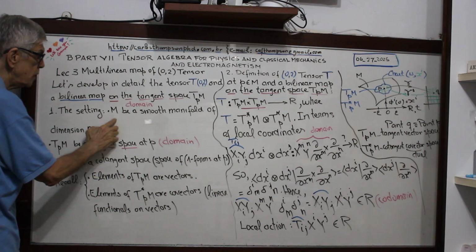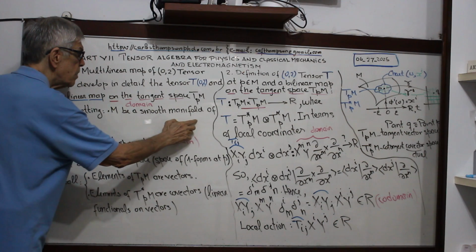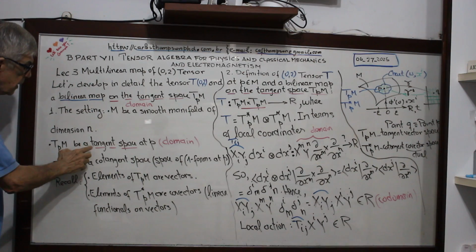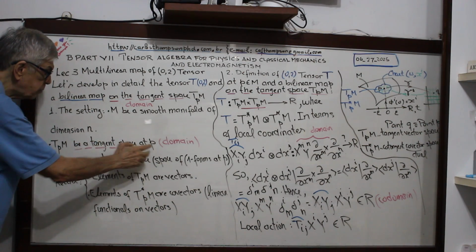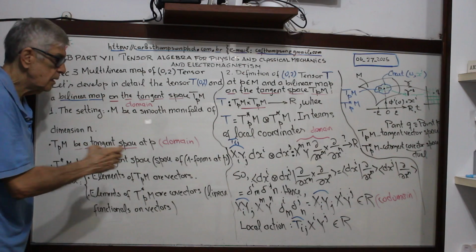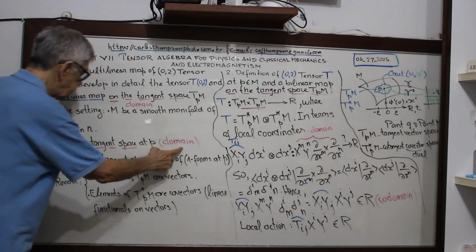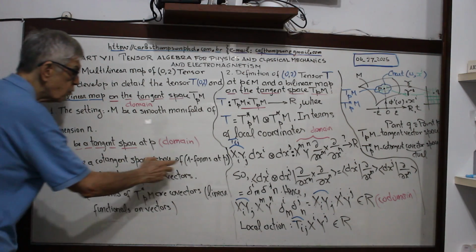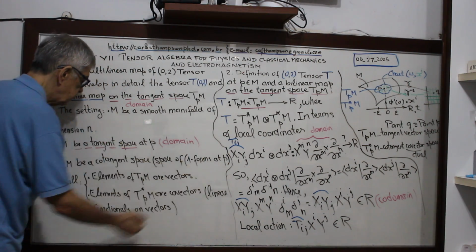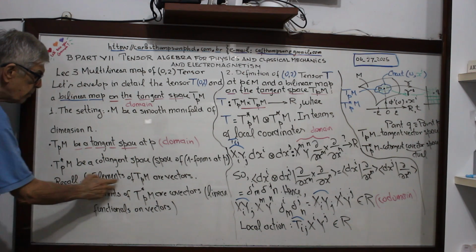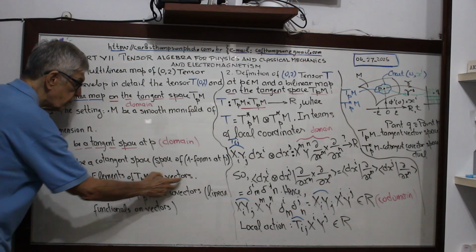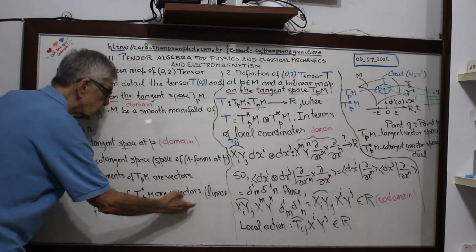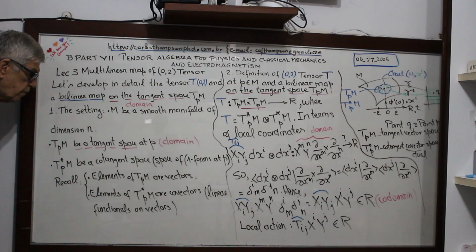The setting: M is a smooth manifold of dimension n. TPM is the tangent space at P. Again, I insist and emphasize this is the domain. This is the cotangent space, the space of one-forms at P. Now recall, elements of the tangent space are vectors. Elements of the cotangent space are covectors. You see, this is a linear functional on vectors.